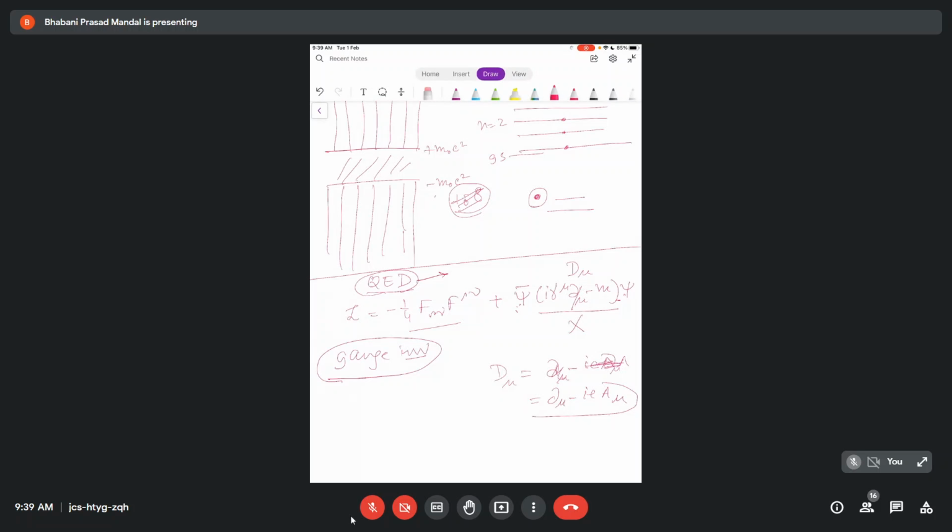But just wait. I just want to comment that gauge invariance again will give you the interaction. Gauge invariance is the most important. The two most important symmetries are Lorentz invariance and gauge invariance. Lorentz invariance is of course there. Here gamma mu, F mu nu.